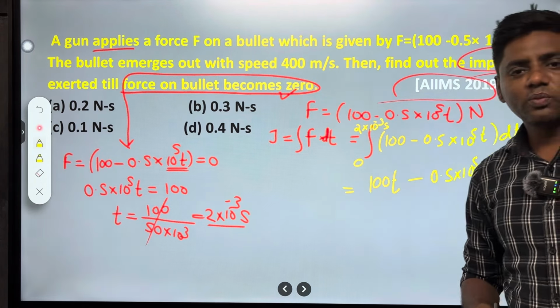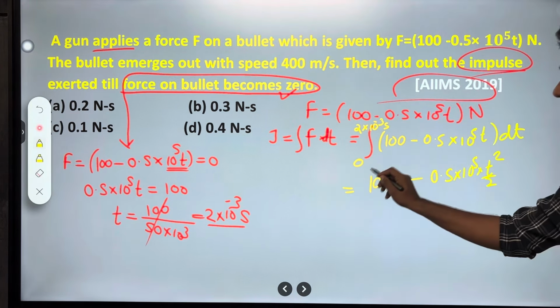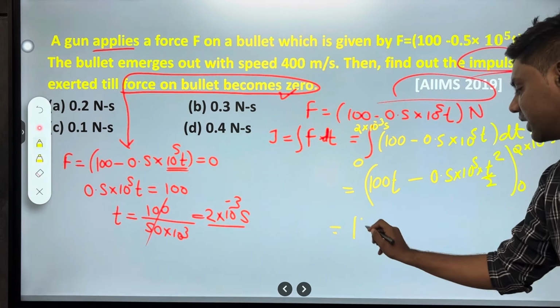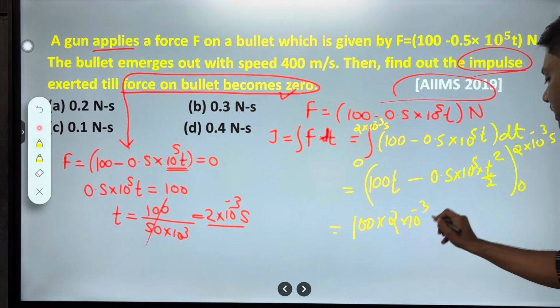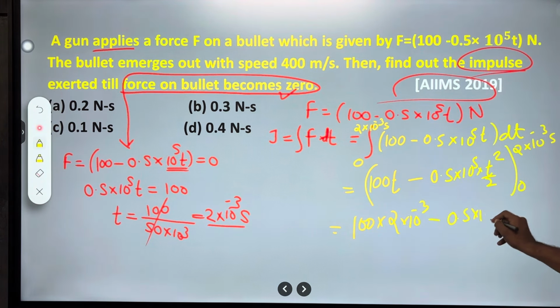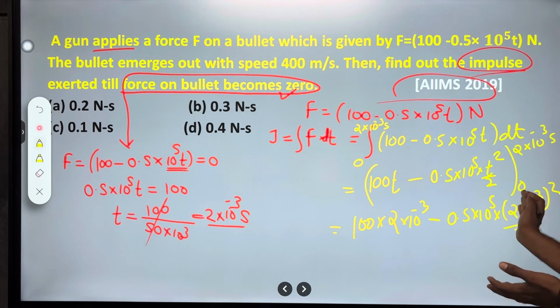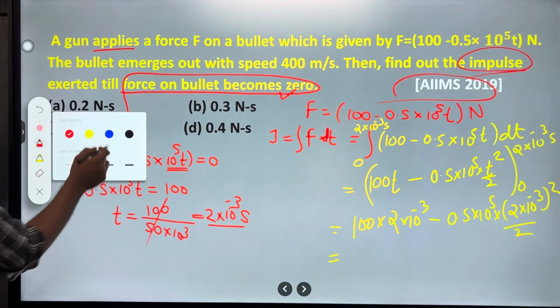Remember the formula: integration of x raised to n is equal to x raised to n plus 1 divided by n plus 1. According to that, we have to put the limits. What is the limit? From 0 to 2 into 10 raised to minus 3 second. After putting the limits we get 100 into 2 into 10 raised to minus 3, then 0.5 into 10 raised to 5 into bracket 2 into 10 raised to minus 3 square divided by 2, and the initial limit is 0. Final limit minus initial 0, there is no need for substitution. So after calculation, what do we get? Calculation is very easy.